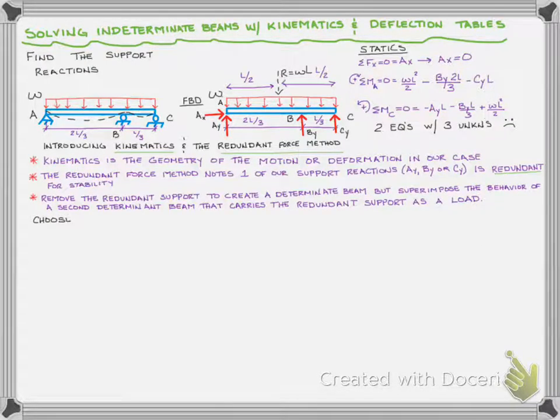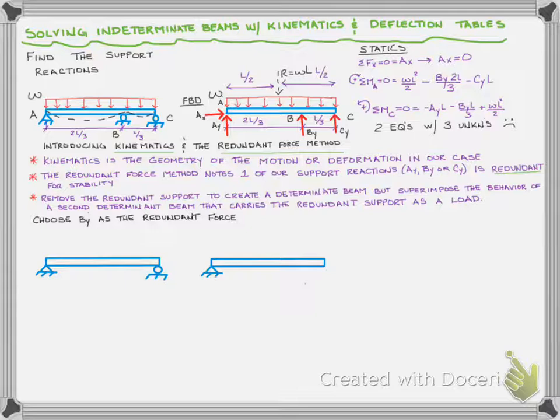And I'm going to suggest that we choose BY as our redundant, simply because, well, it'll come clear later, we have deflection tables for beams that have supports at A and C. We don't have deflection tables for beams that have overhangs, as if we had a support at A and B only or B and C only. So what I want to do is quickly draw out for you, and we'll just quickly get them down.